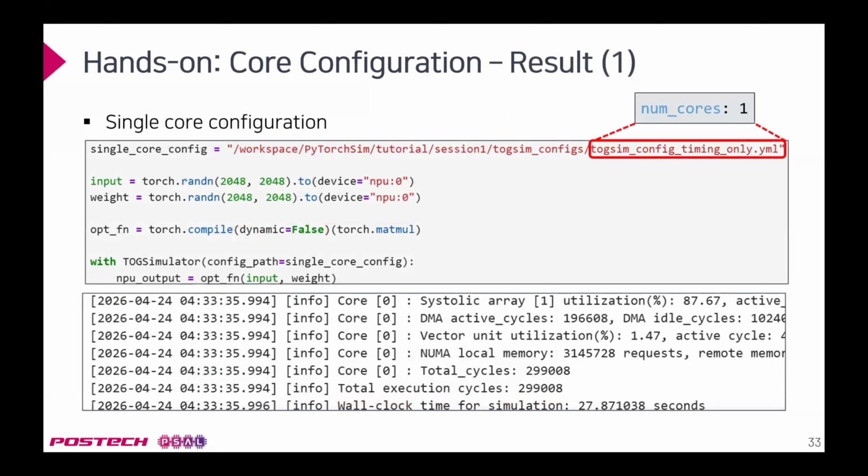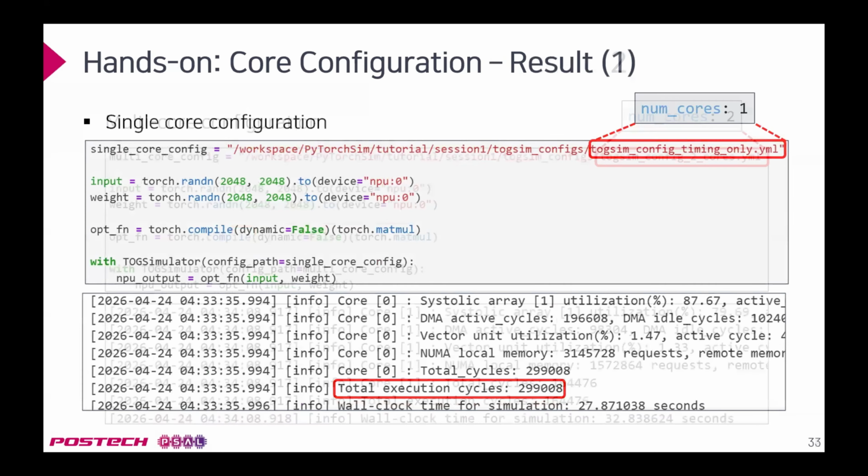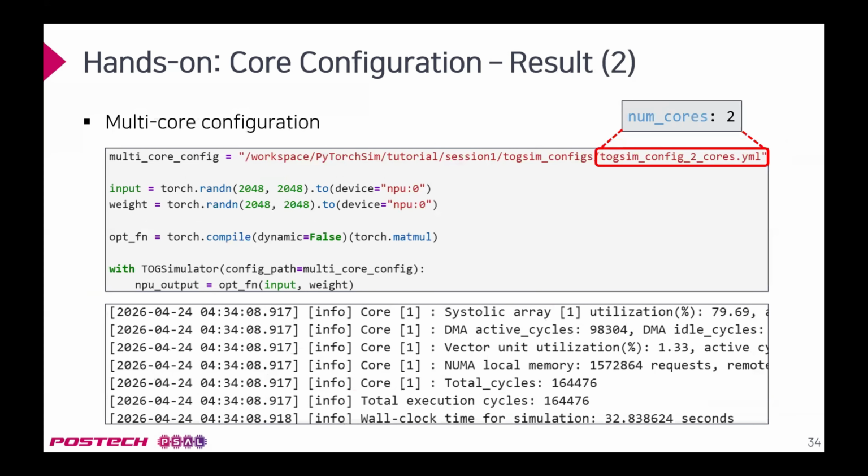After running all cells with a single core configuration, the run takes about 300,000 total execution cycles. With 2 cores, total execution cycles drop to roughly 160,000, which is close to ideal linear scaling.